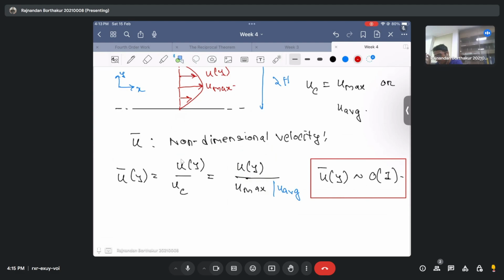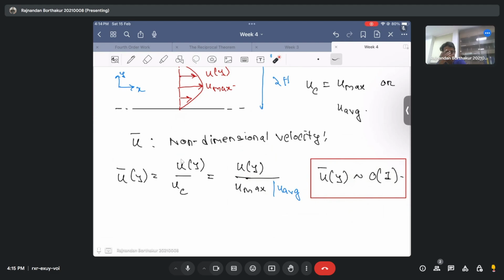Order 1 means, you must try to understand, that u bar is not exactly equal to 1. That is not what non-dimensionalization says. It just says that u bar is roughly of the order 1. It could be 1.1, it could be 1.5, but it cannot be 10, or it cannot be 100. That's what the non-dimensionalization basically gives us. So its value will be close to 1, but its value cannot be equal to 100. That is what this notation essentially means.